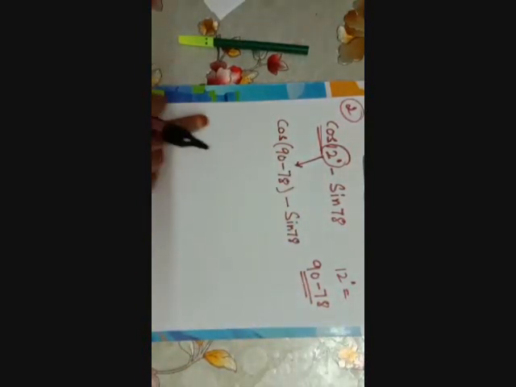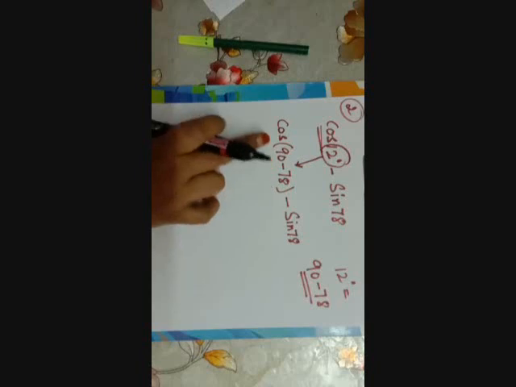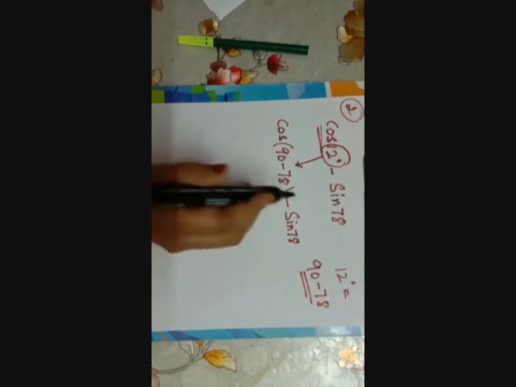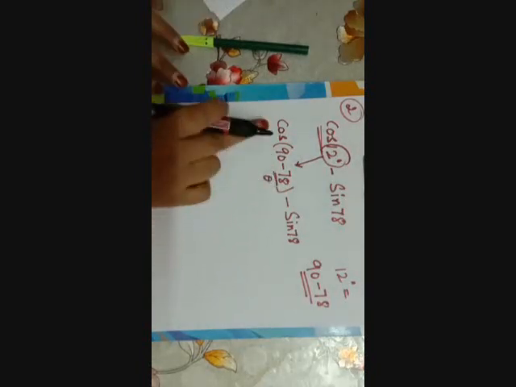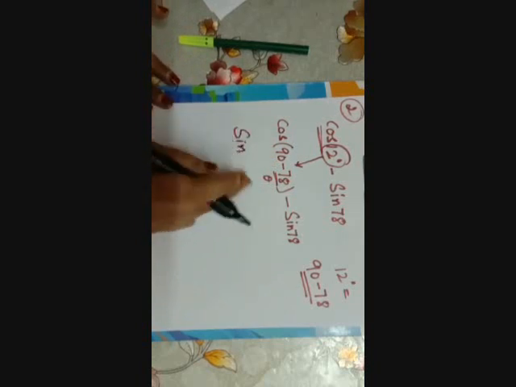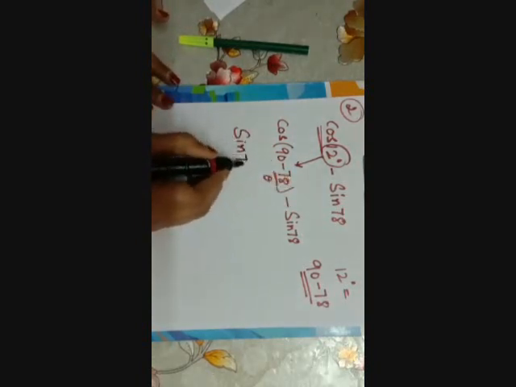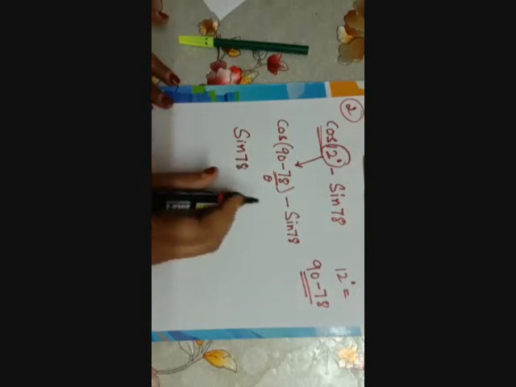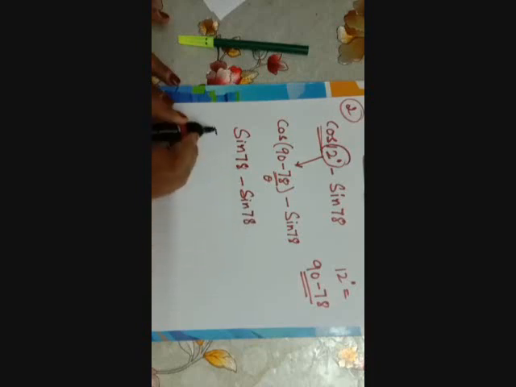Now come back to the formula. Cos 90 minus theta is nothing but sin theta. Theta is 78. So sin 78 minus sin 78. The answer is zero, they cancel.